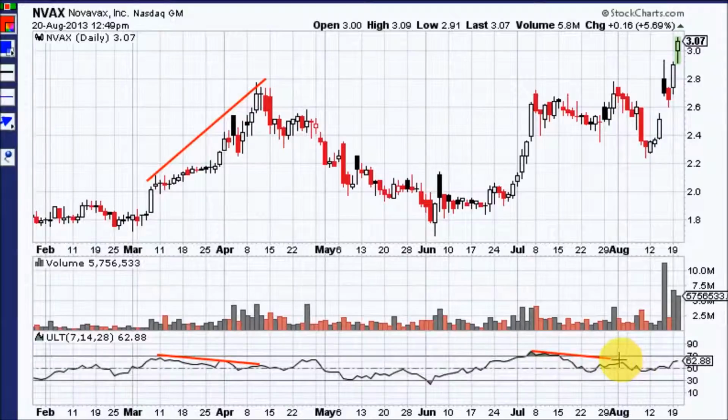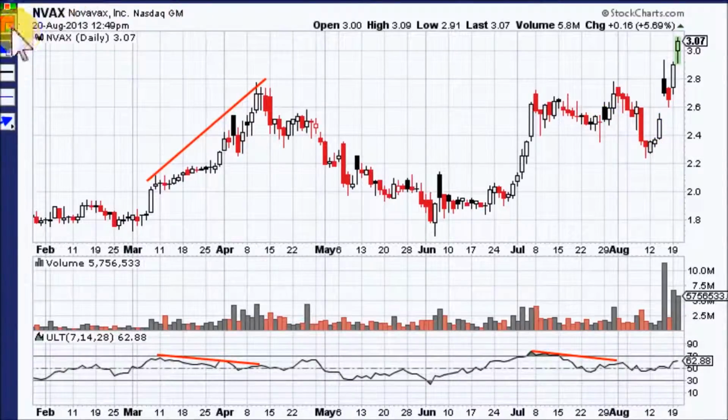The high right there on Ultimate Oscillator is much higher than the high here, even though this high is higher than that high. Okay, and that foretold of this double top chart pattern, which is bearish, and when it broke below neckline support right here, it fell hard.